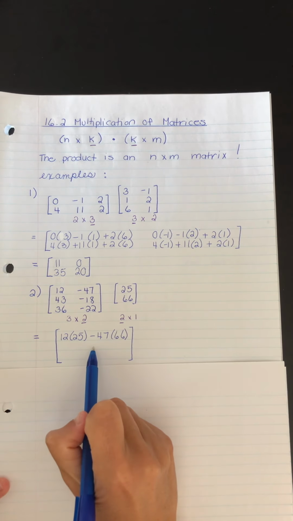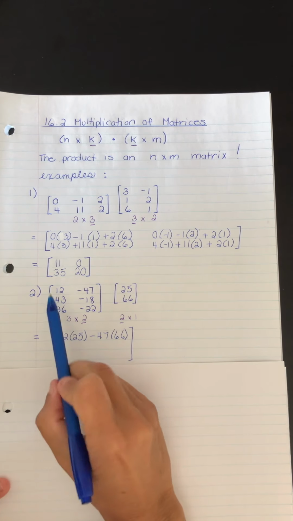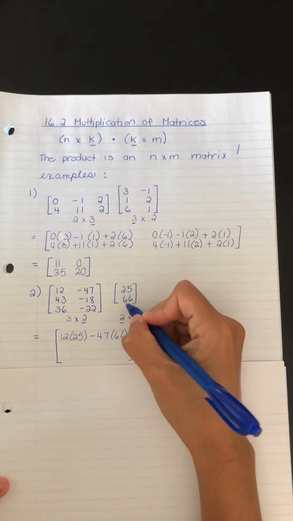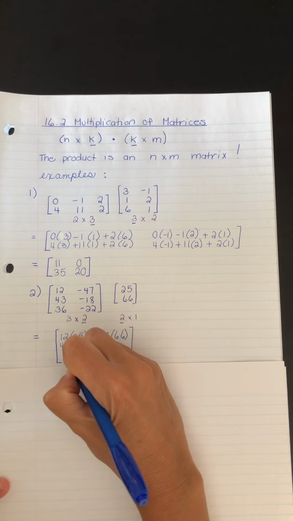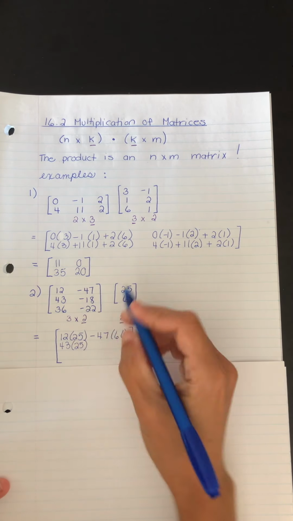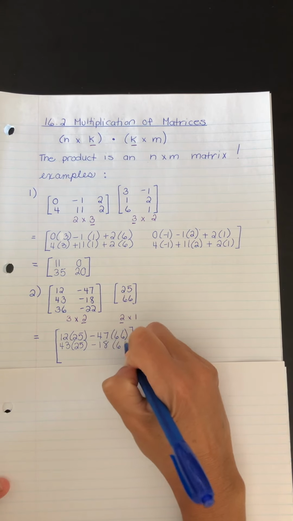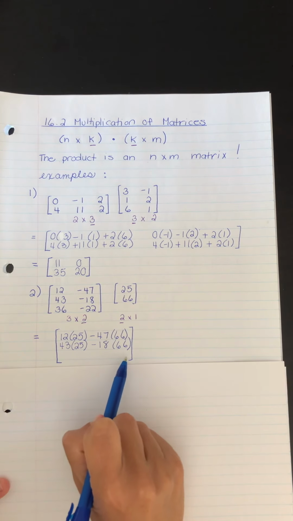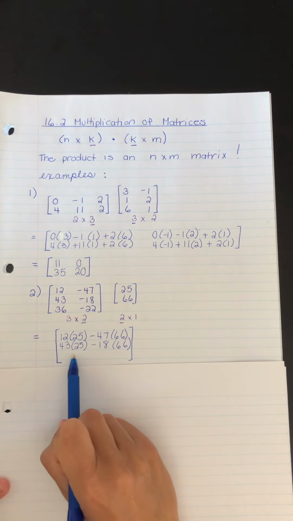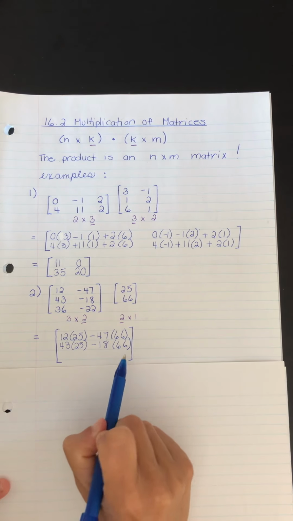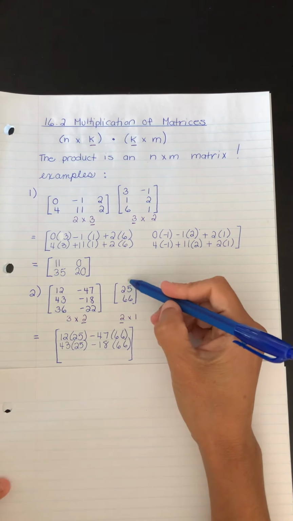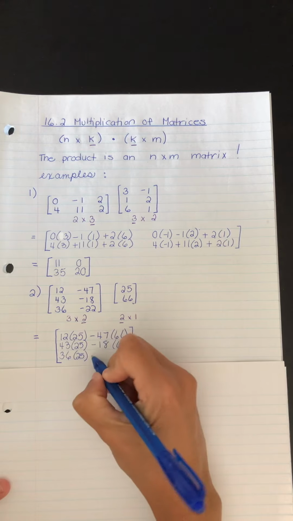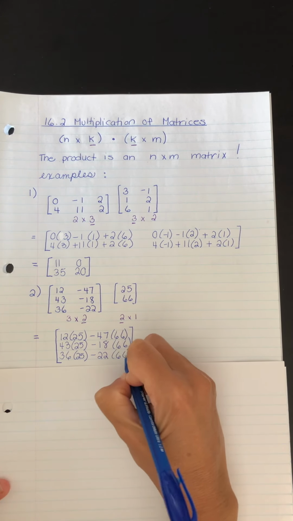Okay? Now we want the second row and the first column. So we take the second row here, multiply it by the first column here, which of course is the only column here. So 43 times 25 is added to negative 18 times 66. Lastly, for the last item, which is considered to be in the third row, but the first column, we take third row multiplied by first column. So 36 times 25 is added to negative 22 times 66.